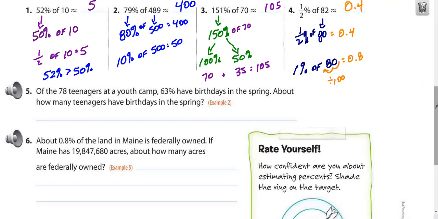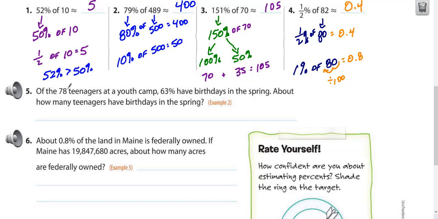So in problem number 5, of 78 teenagers at a youth camp, 63% have birthdays in the spring. About how many have birthdays in the spring? So think about how you're going to round those two numbers to get yourself an estimate. So go ahead, pause the video and do that.